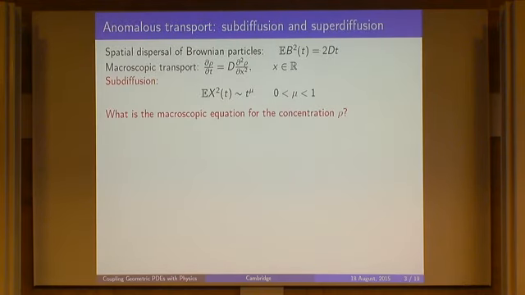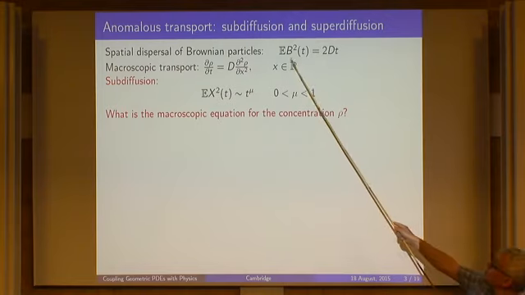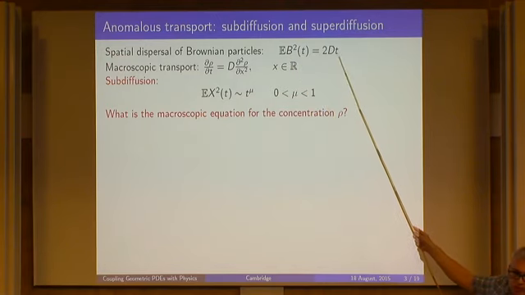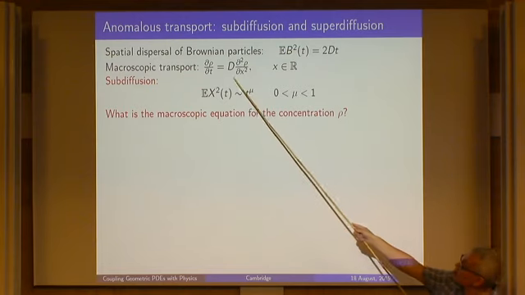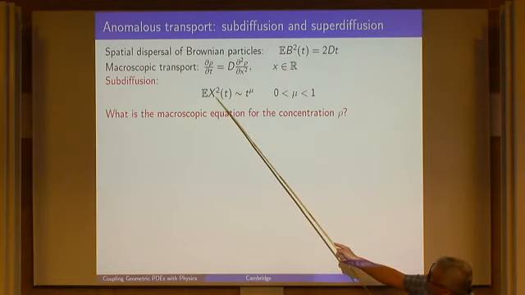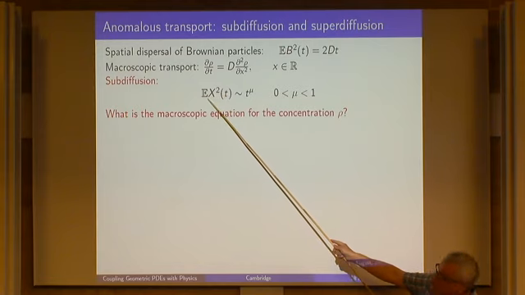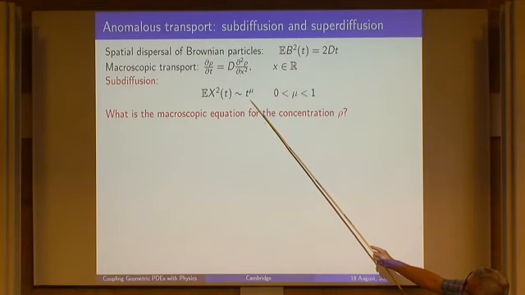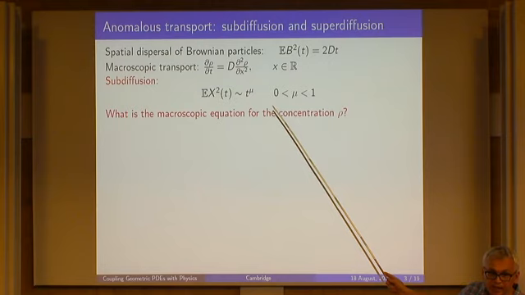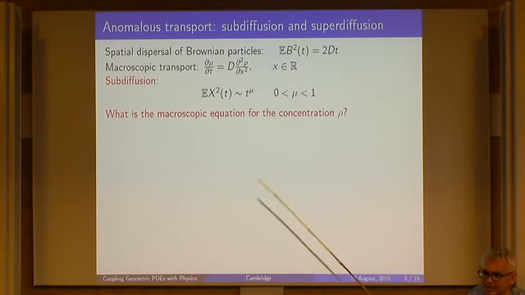Right. Well, this is just a reminder. When we have standard Brownian motion, of course, if we take the expectation of the position of the particle squared, it's a linear function of time. This is an obvious result, and the macroscopic equation is trivial, the diffusion equation. For subdiffusion, if we have the position of the particle x and we square it and take the expectation, then it goes as t to the power mu, where mu varies from 0 to 1. So that's subdiffusion.